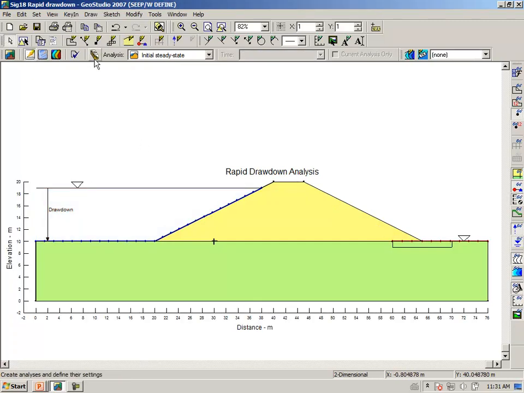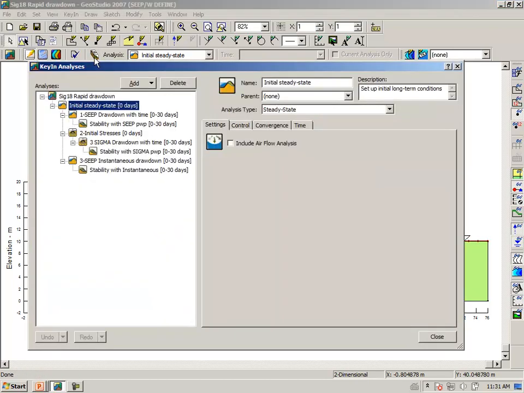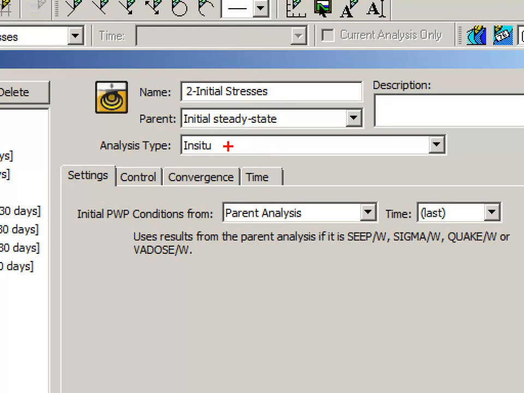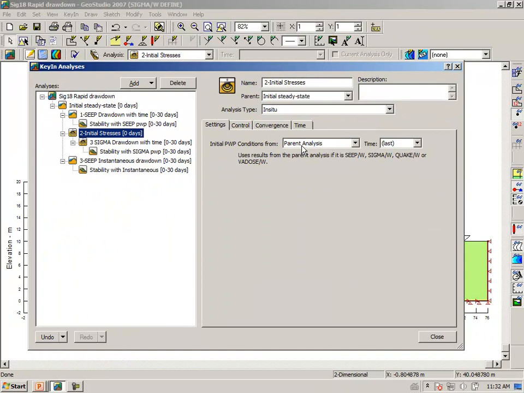Then going back to the defined view under the analysis tree, the next thing we need to do is establish the state of stress in the ground when we are under full reservoir level. Once again, notice that we are doing an in situ type of analysis. We are going to get the pore water pressures from the parent, and the parent is the initial steady state seepage analysis. We are doing an in situ analysis.